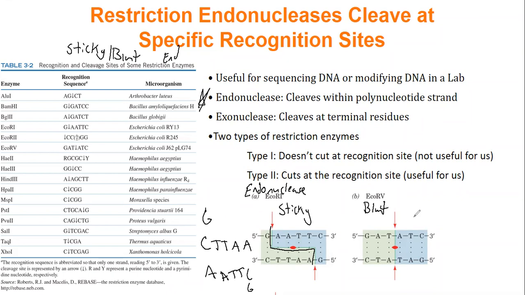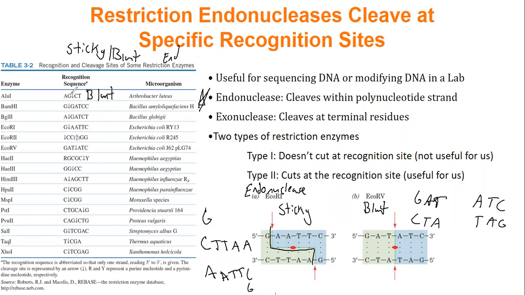For ECO-RV or ECO-R5, when we make a cut here, one strand is going to be GAT, CTA. Everything is hydrogen bonded to each other. So there's no overhang. So that's why it's called blunt. And your other strand is going to be ATC, TAG. Again, no overhang.